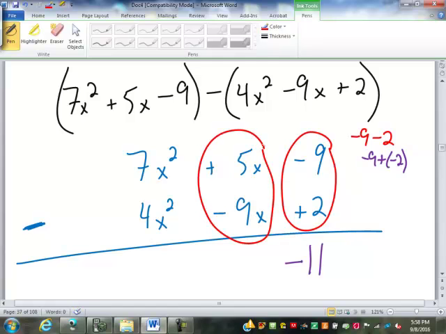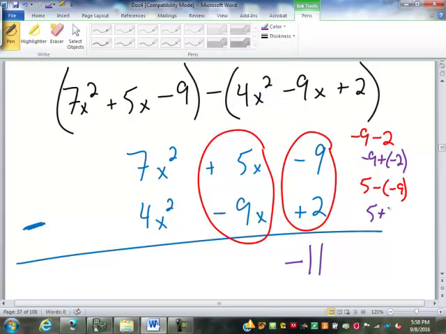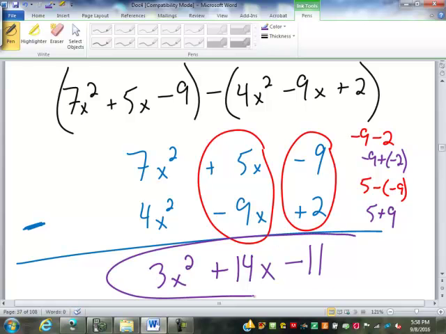5x minus a negative 9x. So I'm just going to combine the values here. 5 minus a negative 9 is going to become 5 plus what? Positive 9. 5 plus 9 is a positive 14. It's a positive 14x. 7x squared minus 4x squared is 3x squared. So be very careful. Those negatives can be really a pain, especially with polynomials.